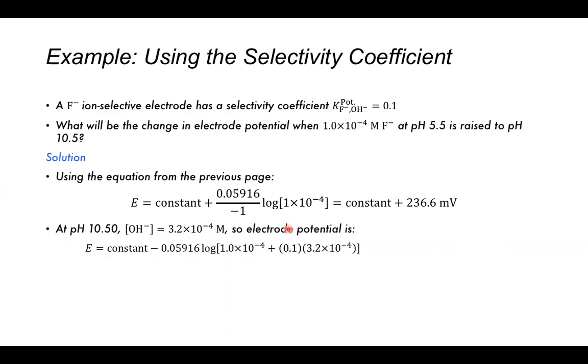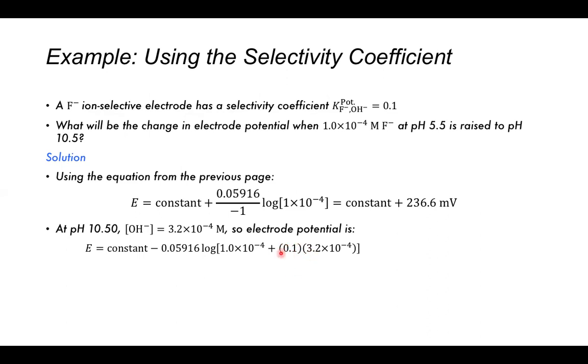And so the electrode potential would be given as such. It would be equal to E as a constant minus this value here. The reason why it's now minus is because we've divided through by this minus 1, so we just changed the sign. That's all that happened. Times log of the concentration of the different species. So 1.0 times 10 to the minus 4 plus 0.1, which is the selectivity coefficient up here, times 3.2 times 10 to the minus 4. Originally that equation that we saw on the previous slide may have looked a little bit scary, but ultimately it's really just talking about the concentrations and how much something has an effect on the overall system.